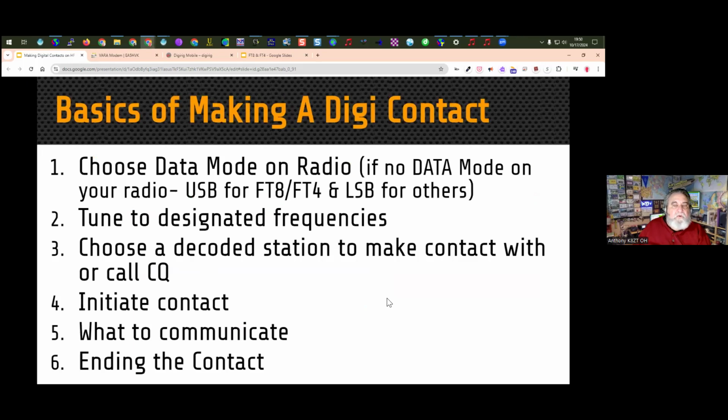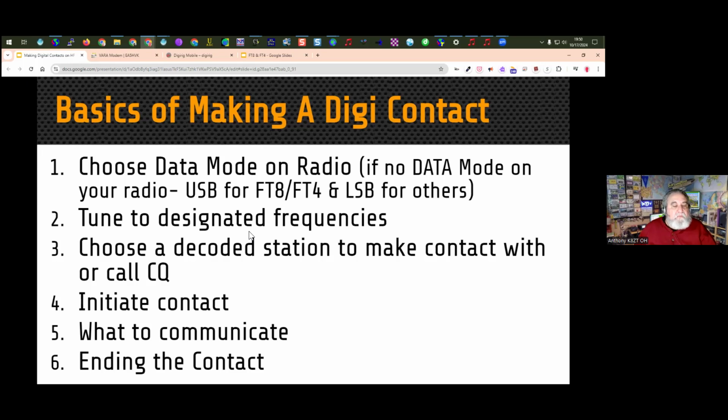Basically, making a digital contact, choose the data mode on the radio if your radio has a data mode. Otherwise, you're going to use upper sideband on your radio for FT8 and FT4 and lower sideband for all the other digital modes. You need to tune to the designated frequencies. Each of these modes has a specific suggested frequency. It's very much controlled with FT8 and FT4. As you'll see, the software actually jumps you to that frequency. You don't even have to tune the radio.